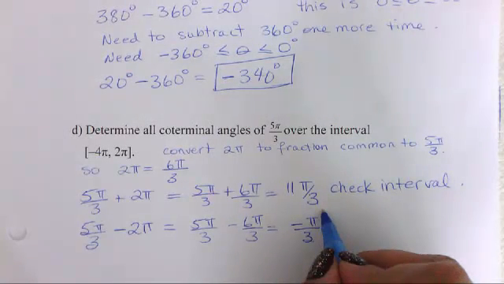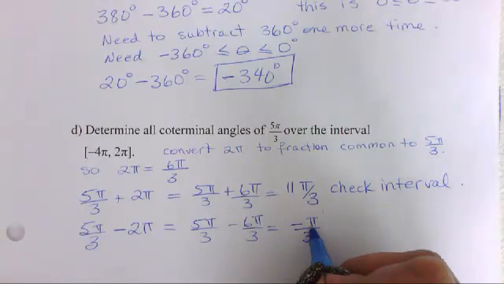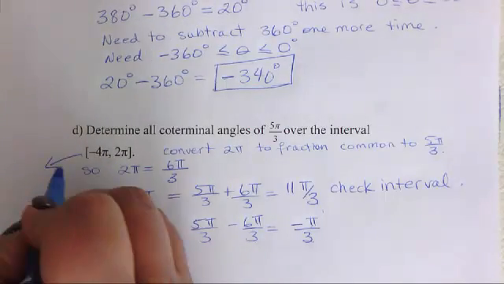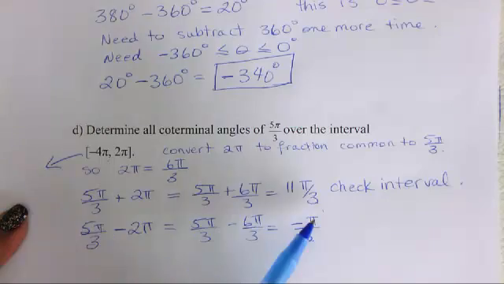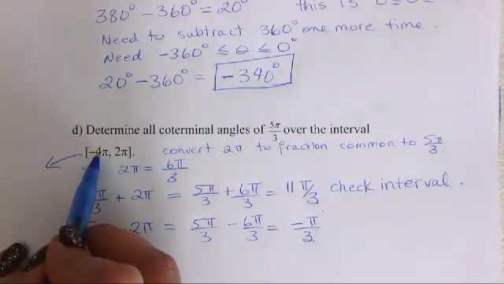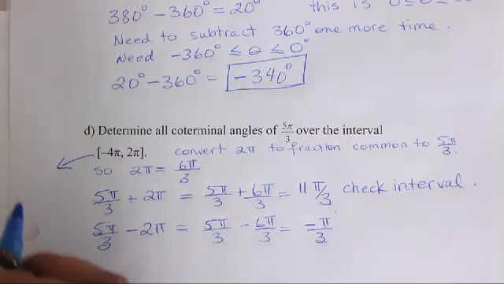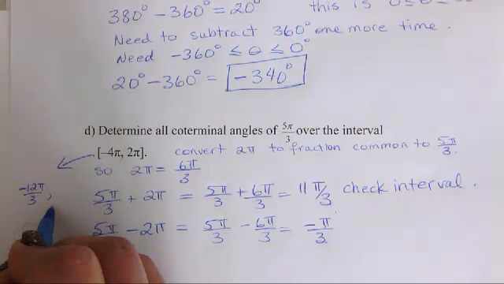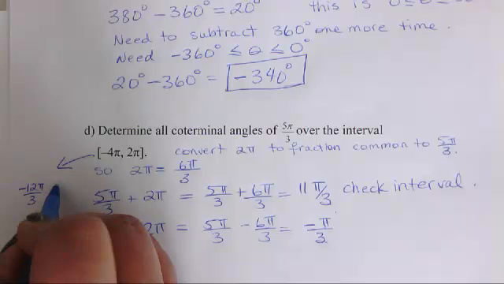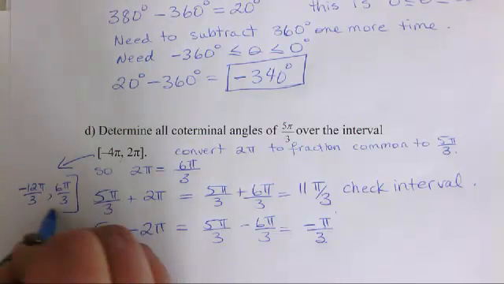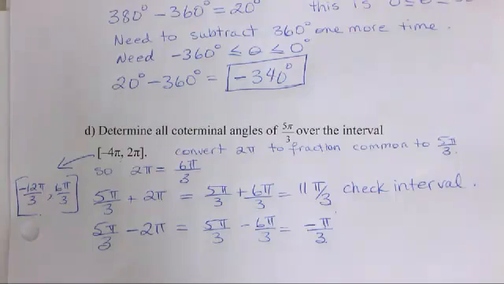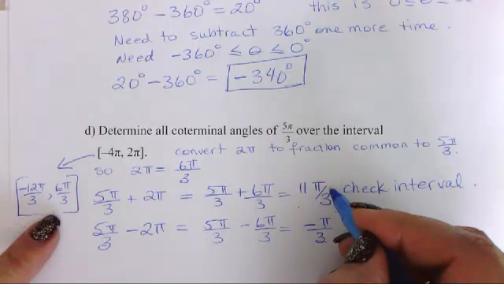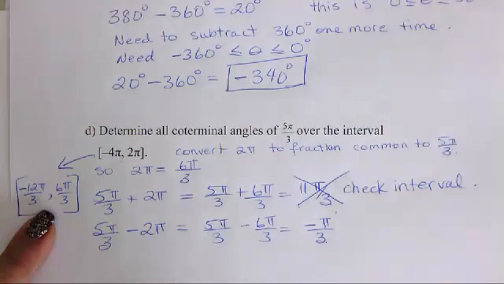So this one, check this interval. Does this one fit in here? It might be a little tough to check, so why don't we rewrite this so that it's in terms of thirds so we can better compare. So negative 4 pi is going to be negative 12 pi over 3, and 2 pi is going to be 6 pi by 3. So now you can clearly see that this 11 pi by 3 doesn't fit in this interval. So let's cross it off.